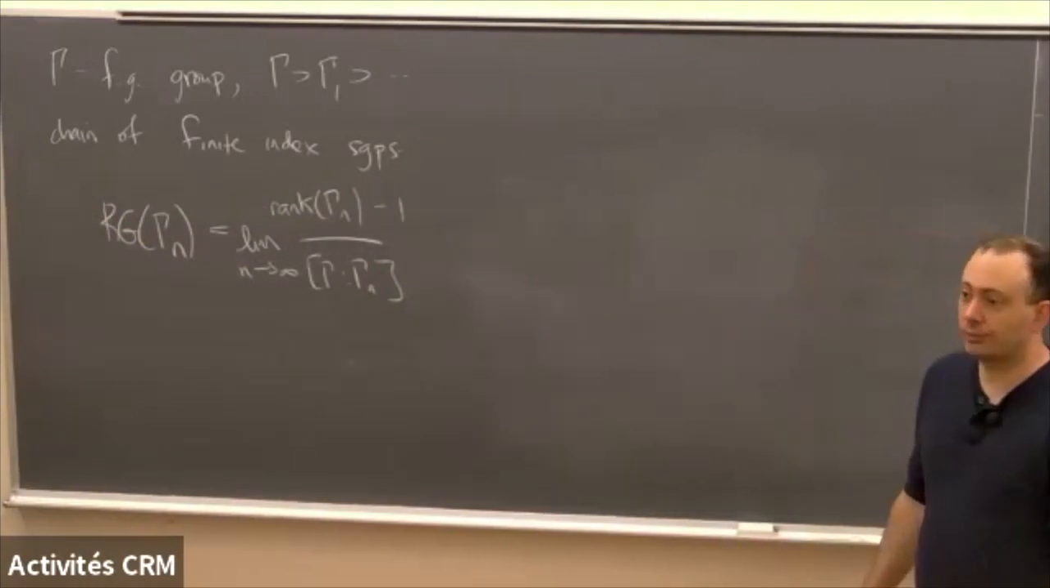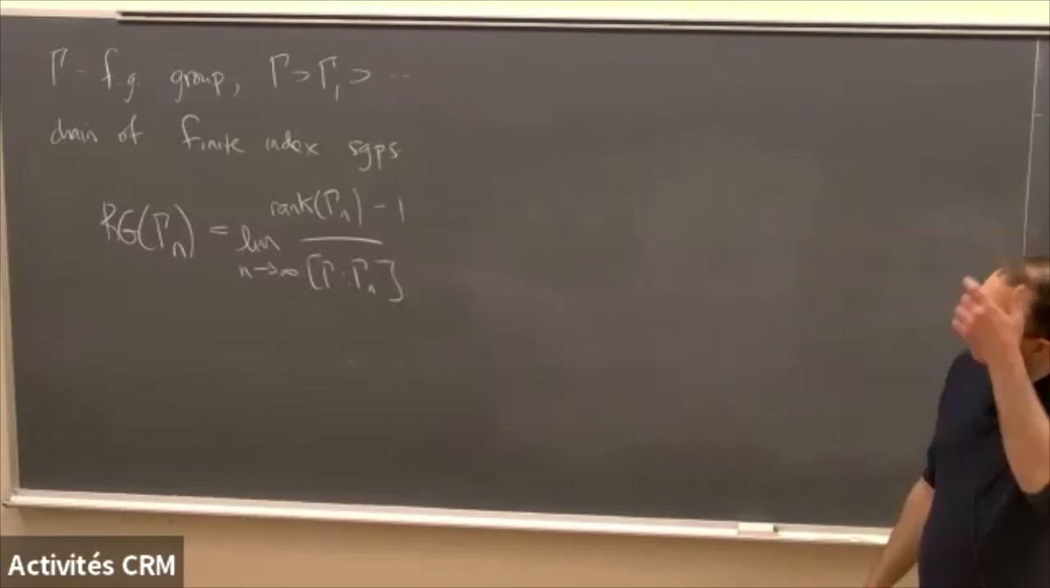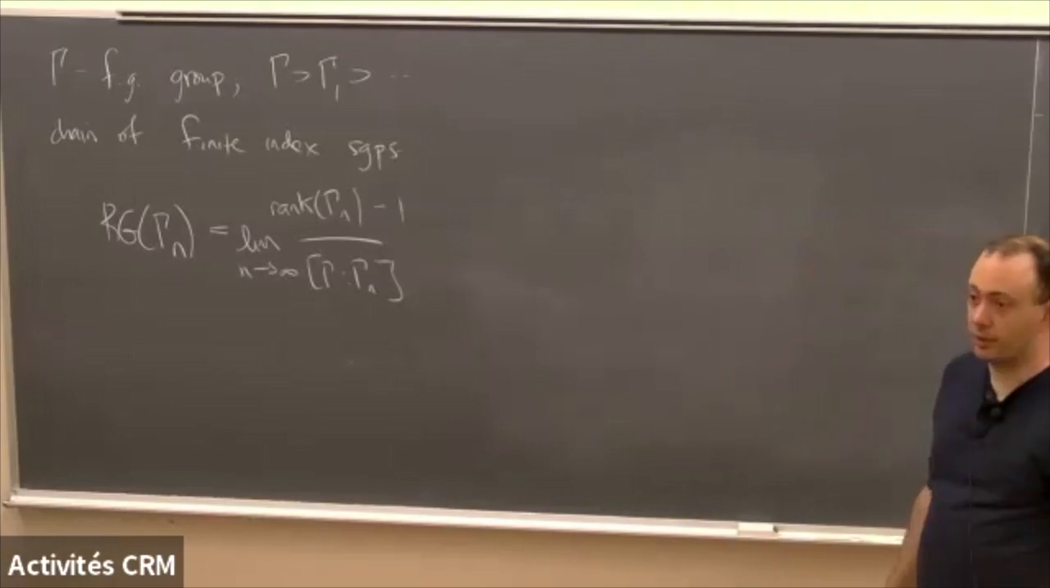Are these gamma individually finite or just some sort of chain? This is just a chain. I mean, yeah, I'm not requiring it to trivially intersect or anything right now.